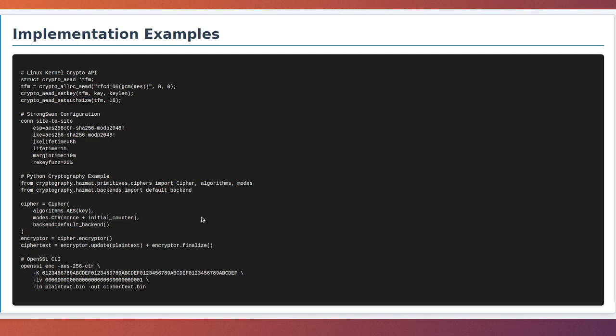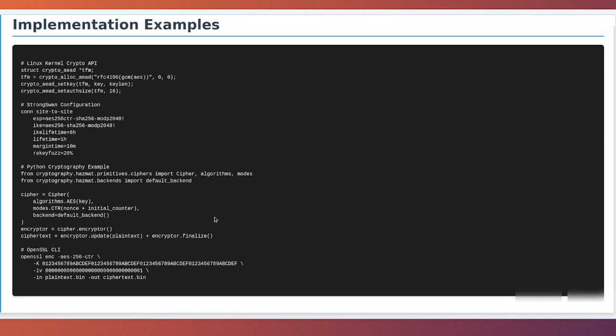Implementation examples. Let's look at practical implementation examples of ESP with AES-CTR across different platforms and programming languages. Understanding how real-world systems implement these cryptographic operations will help you troubleshoot issues, optimize performance, and even implement your own ESP processing if needed. I will show you code examples and configuration snippets from various implementations.